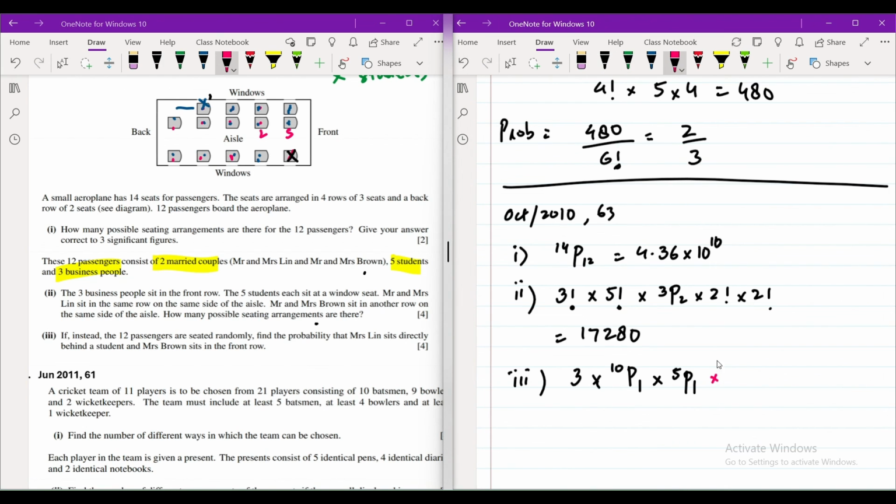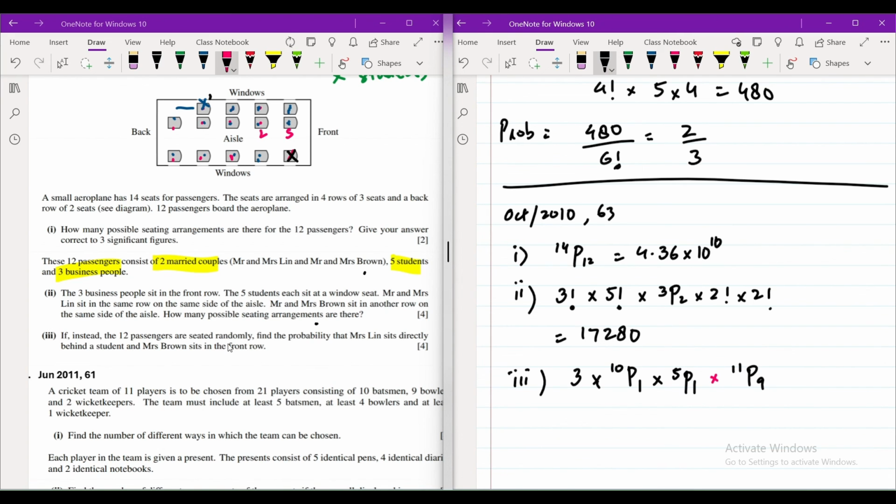Now, what about the rest of the people left? How many have we selected? We have selected Mrs. Brown, Mrs. Lin, one of the students. So 3 have been selected. That means how many people are left? 9 people are left. And that means 11 seats are left. So we need to seat 9 people in any of the 11 seats. So 11p9.